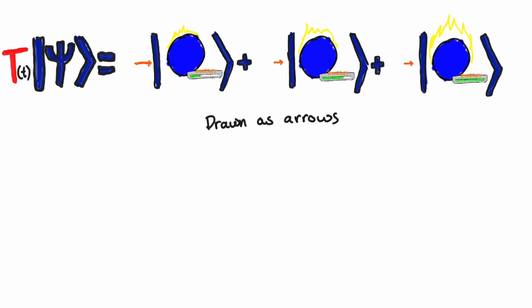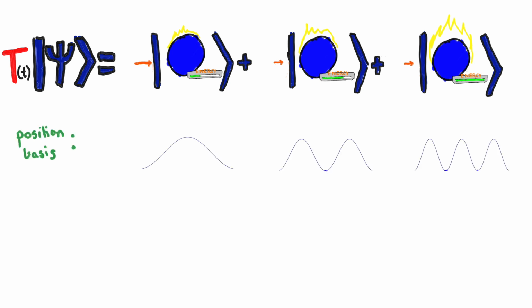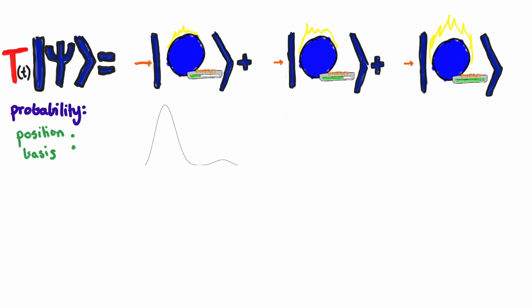For example, suppose that in the position basis, each of these had wave functions that looked like this. Then at the very start, when you add them up, the probability of finding the particle at various points looks like this. But see how that evolves in time to give a probability distribution that changes dramatically.